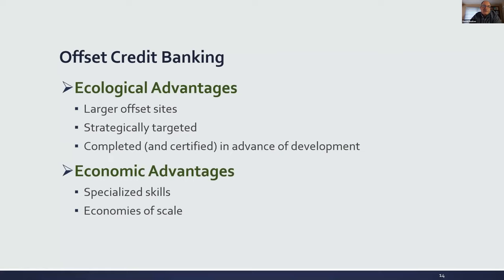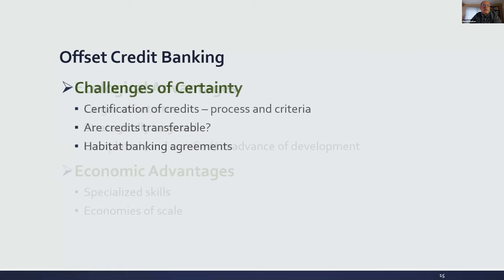It can also create economies of scale and a specialized skills community that can deliver offsets most efficiently. There are challenges of administration, making sure that credits are clearly defined and available and so on. And with that, I will wrap up my time.